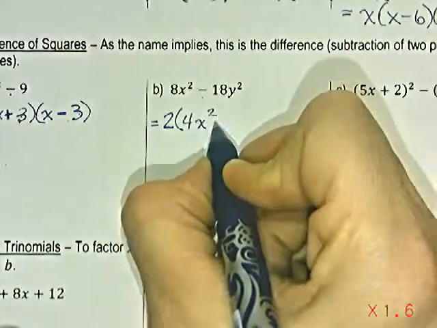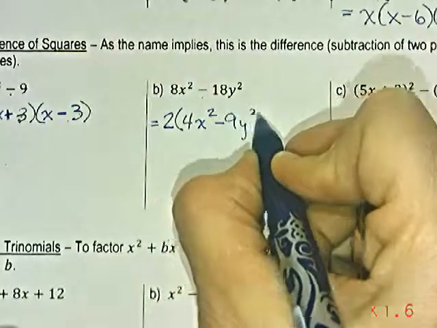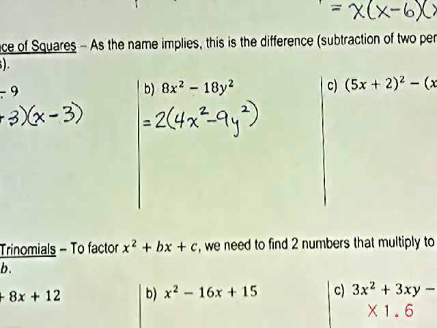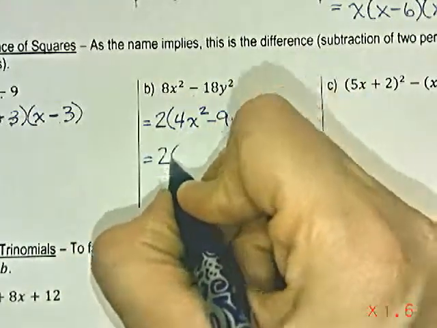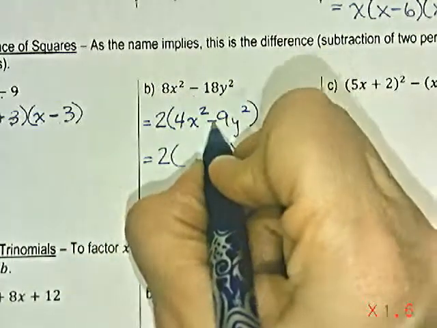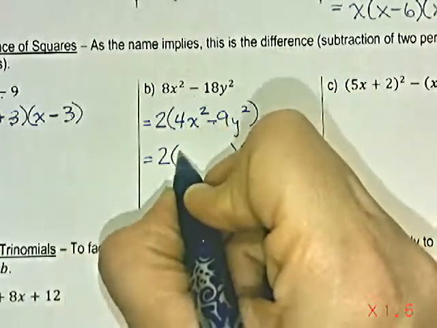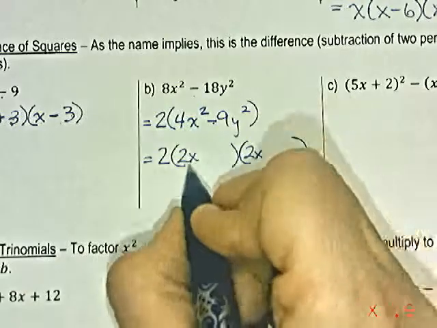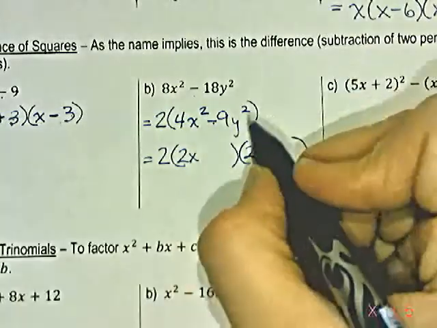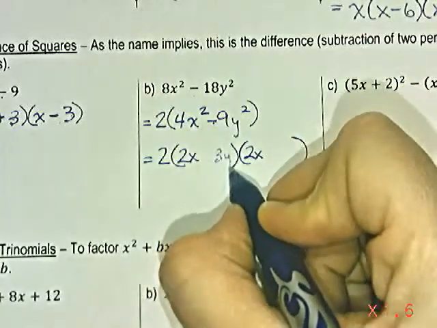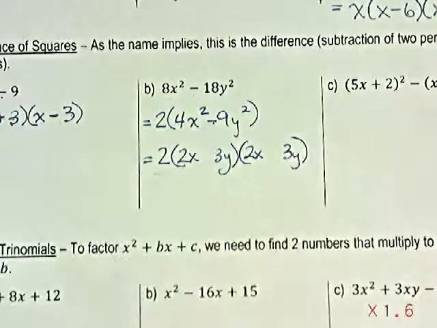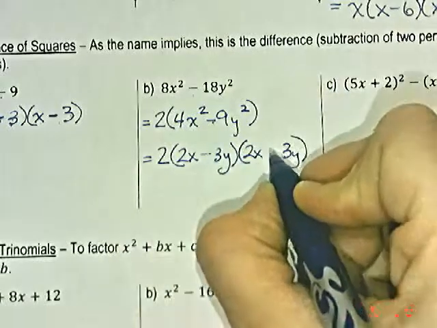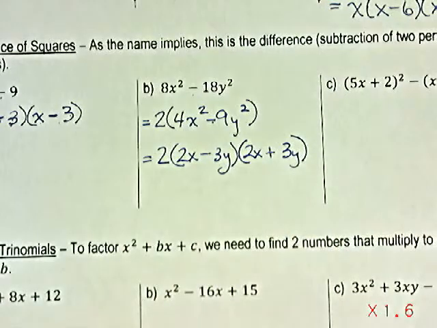4x squared minus 9y squared. There's my perfect squares. 4 and 9 are certainly perfect squares. And so this becomes a difference of 2 perfect squares. And so 2x times 2x is the square root of this term, gets me back to my 4x squared, and 3y times 3y gets me to my 9y squared, and if I want it to be a negative 9y squared, one of them's negative and one of them's positive.